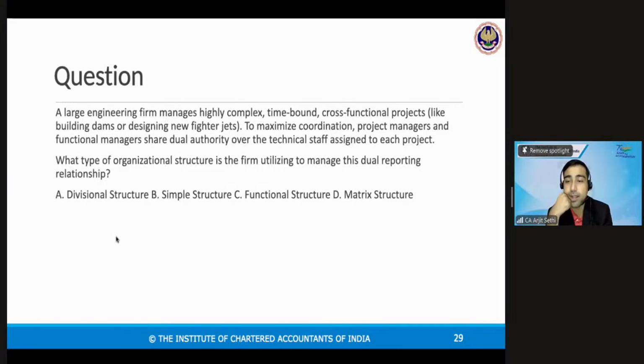Thanks, Abhishek. Kavya says matrix structure. Dual authority तो उसी में आती है. The keyword is dual authority. So Kavya says, I'm prepared. The answer should be matrix structure. But let's see. But let us see. What do others think? Okay, Akam says functional structure.